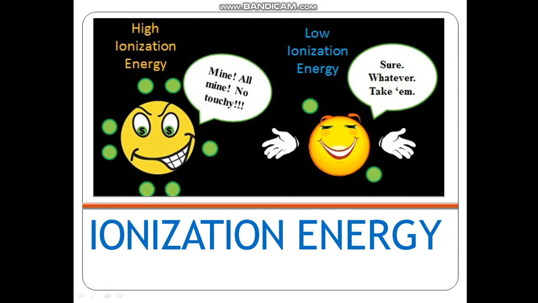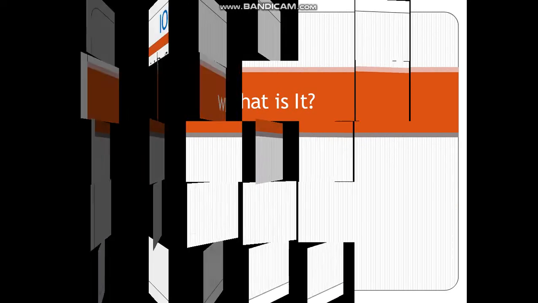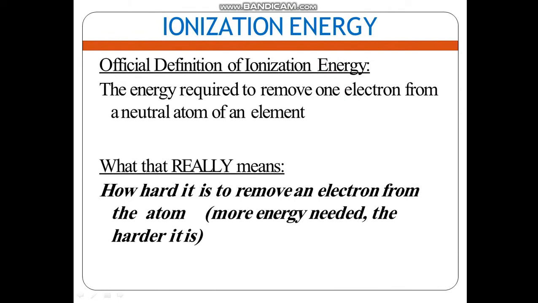This was the ionization energy. The last thing was the atomic radius, and this is the ionization energy. Ionization energy is vice versa to the atomic radius. What is the ionization energy? It has two definitions, one official and one real. The official is the energy required to remove one electron from a neutral atom of an element, and the real one is how hard it is to remove an electron from the atom.